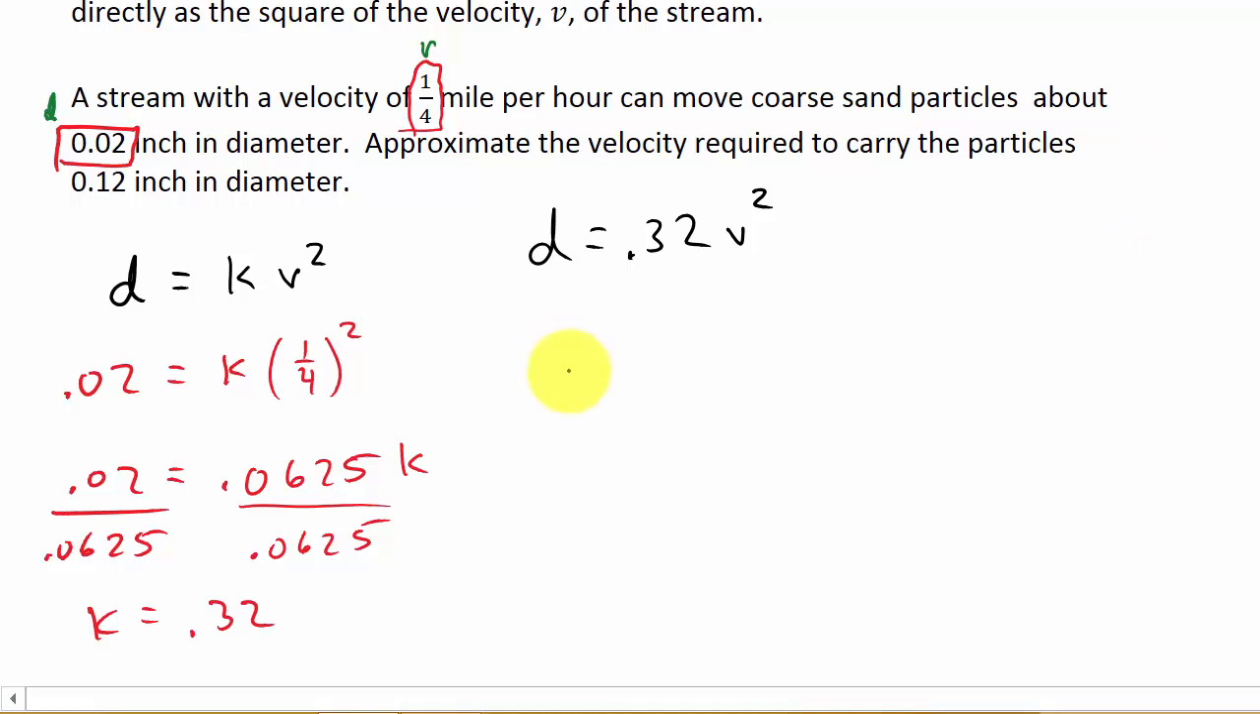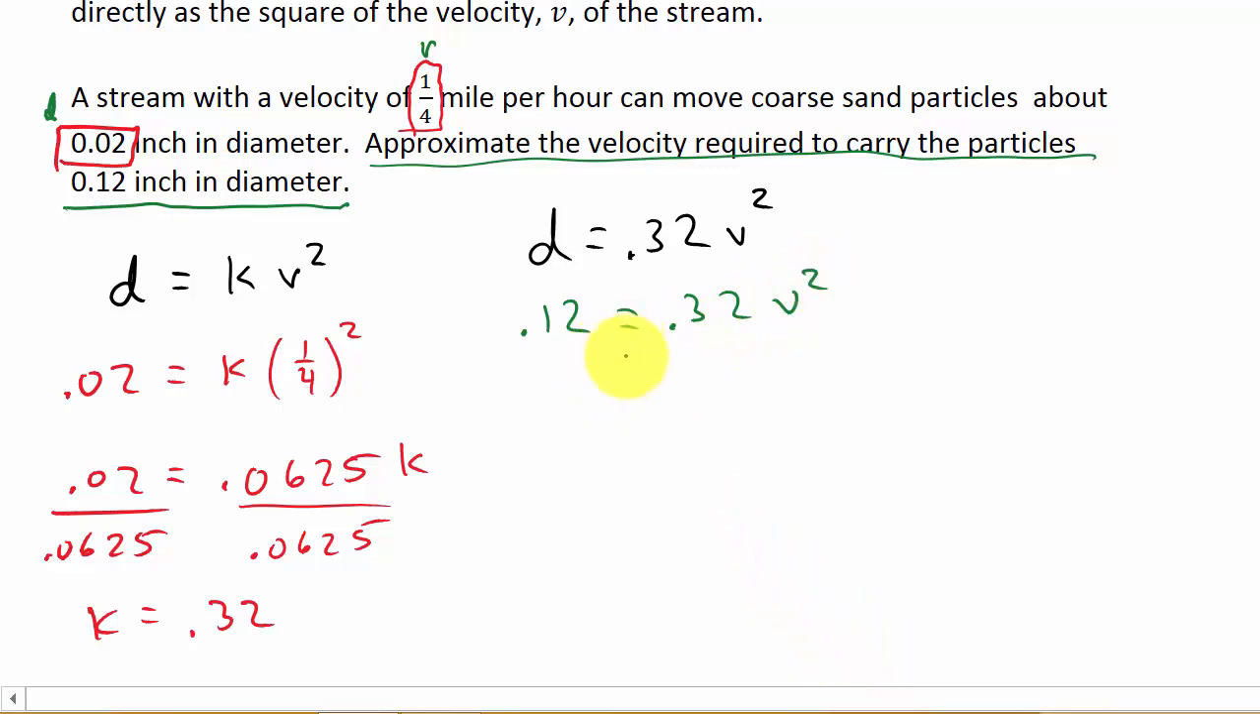Now that we have our equation, they're asking us to approximate the velocity required to carry particles 0.2 inches in diameter. So they're saying if the diameter is 0.12, they want to know what V is. What's the velocity? Everybody see that?